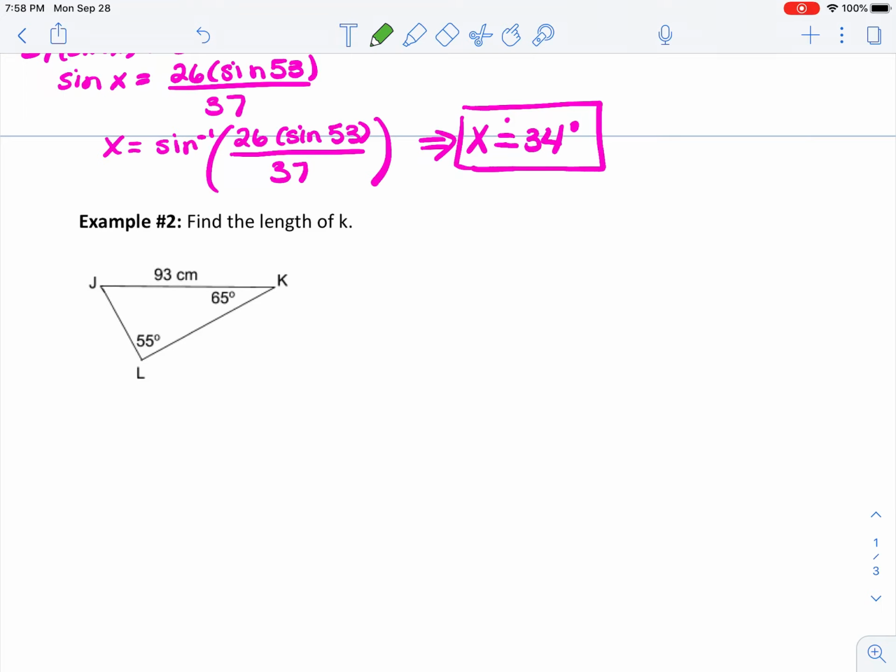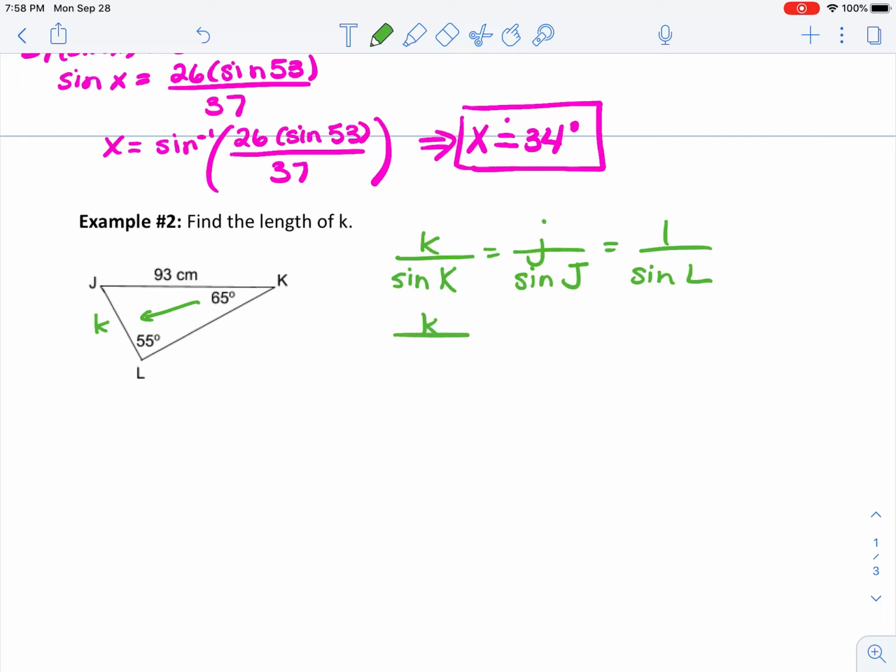Try another one. Find the length of k. Now you notice the K that's labeled there is the angle K. So you have to actually write the little k, lowercase k, on the side. So across from angle K is our lowercase k. That's the side we actually want to find. Finding a side this time, so I'm going to put the side on top and the angle on the bottom. And it doesn't matter what order you put the variables. Plug in all the information we know.